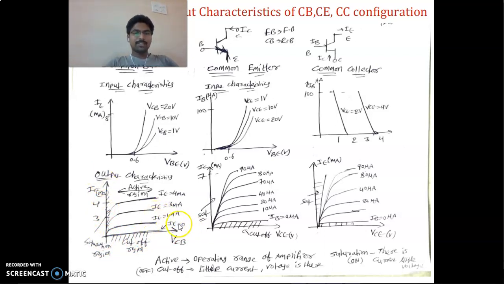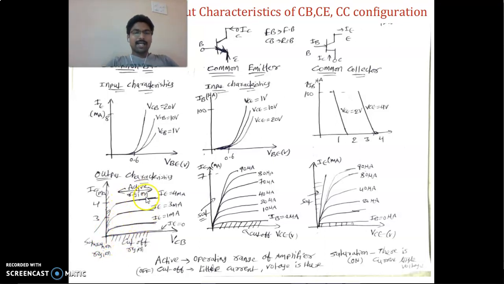So I am keeping IE equal to 0 here, IE equal to 1 here, IE equal to 3 here, like that. IE is kept constant. If you keep IE equal to 0, then you can increase the VCB voltage, but the IC current is very less. That is 0. So we say that the transistor is in the cutoff region, where there is no current but the voltage is there. As IE increases, if IE is equal to 3 milliamperes, we are able to see the increase in current as we increase the VCB voltage.